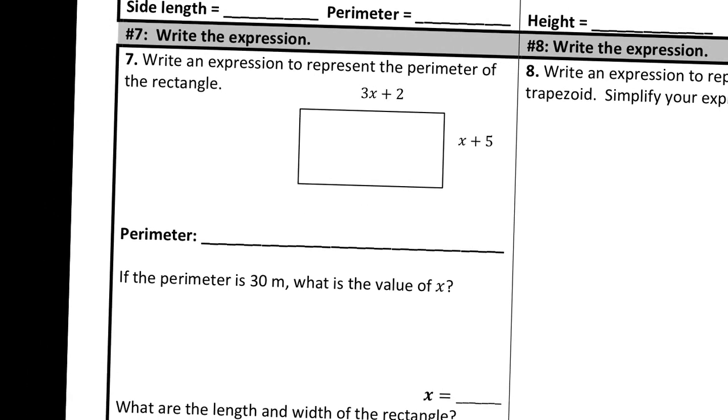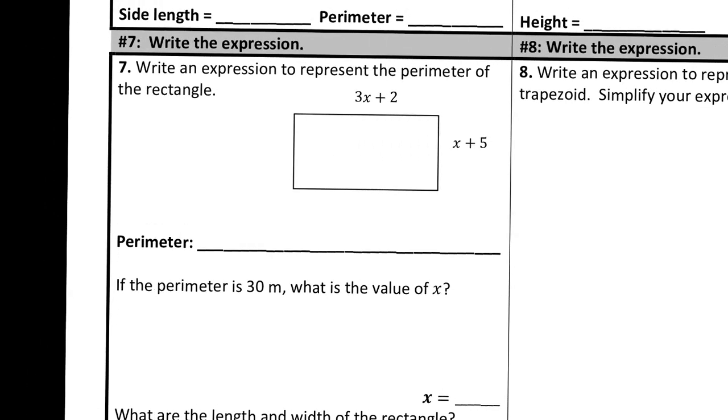All right, write an expression to represent the perimeter of the rectangle. All right, so perimeter means that we add all the sides. Now, this one, we aren't given numbers for the sides. We're given some algebraic expressions, but we know how to add algebraic expressions.